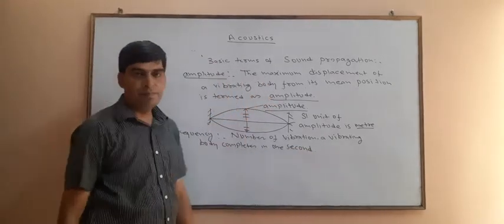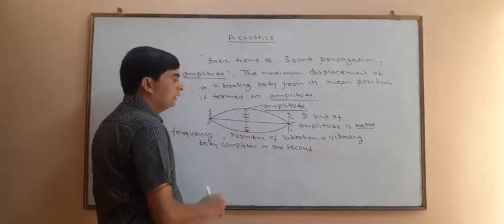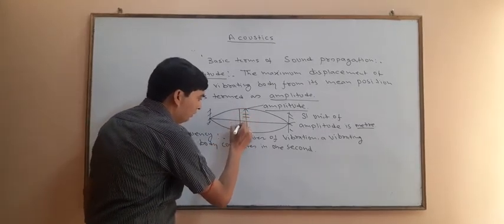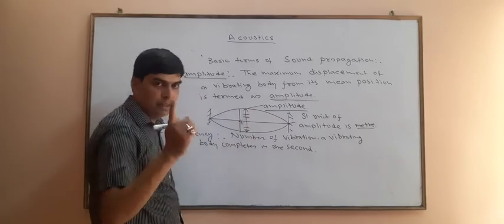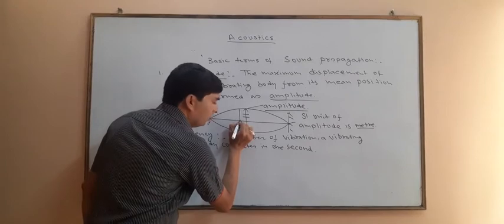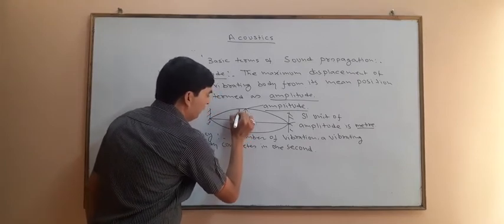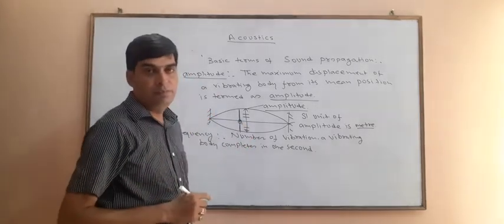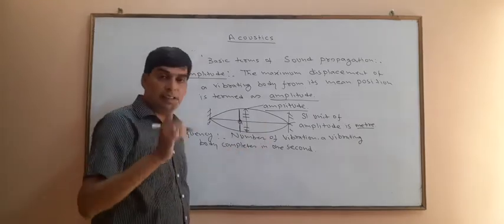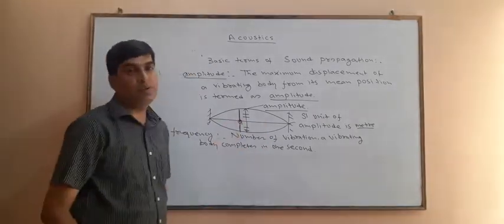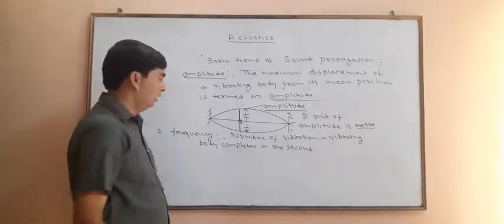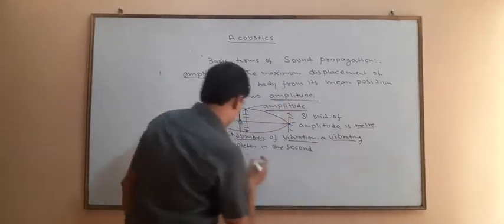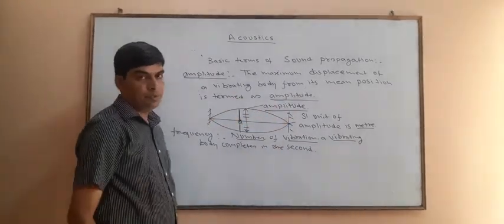I will come to this diagram. If we are plucking it in any direction and it is vibrating, the first vibration is to here, to there, and finally this position. Please see again. First from here, the body has moved to there, then here, then again comes to here, and finally comes to there. It's one oscillation. So how many oscillations it completes in 1 second, that is its frequency. The number of vibrations a vibrating body completes in 1 second is known as its frequency.